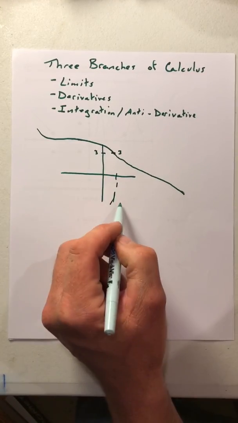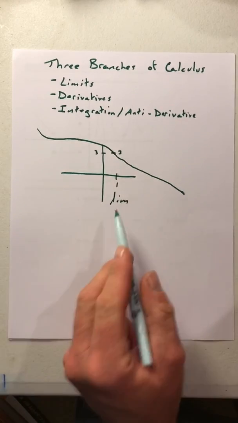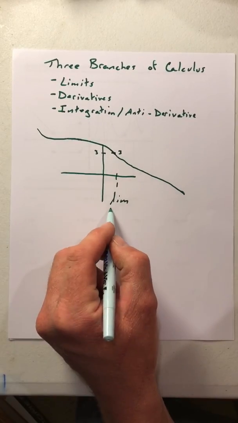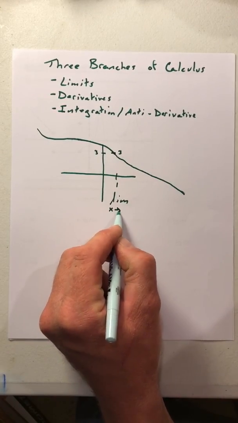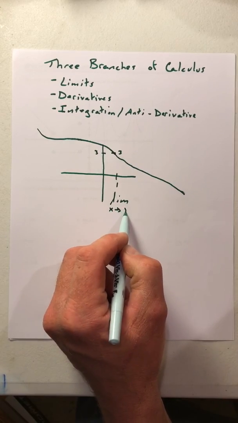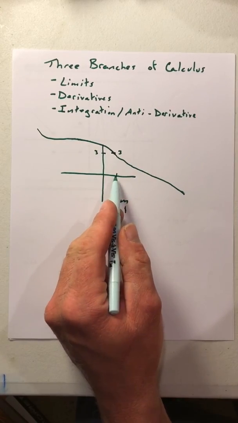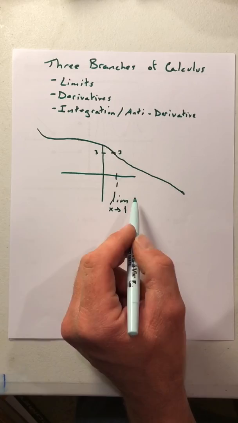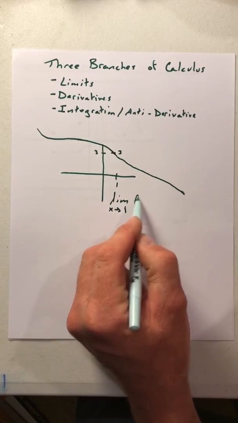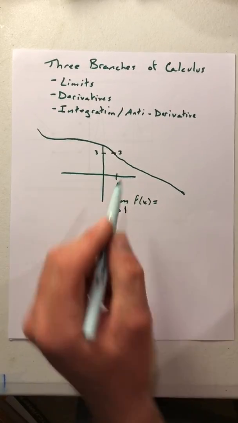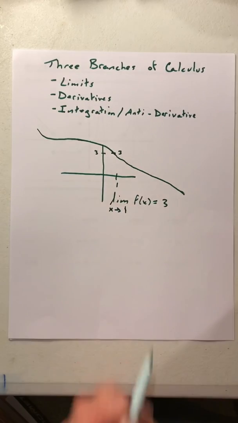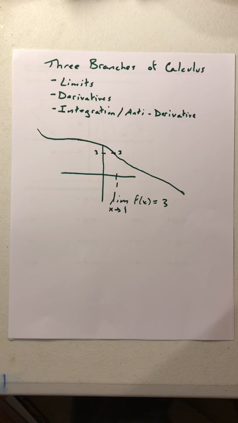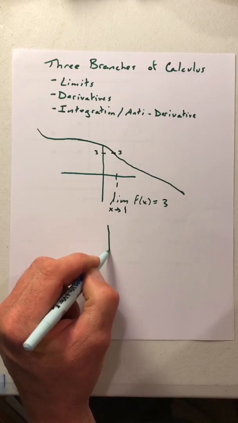So the way we write that is the limit, we abbreviate as LIM. Below that, we're going to do x with an arrow as x approaches some value. So in this case, x approaches 1 of this function f of x is going to equal 3. Now you may be asking yourself, well, isn't that the actual value of the function? And in this case, it is.